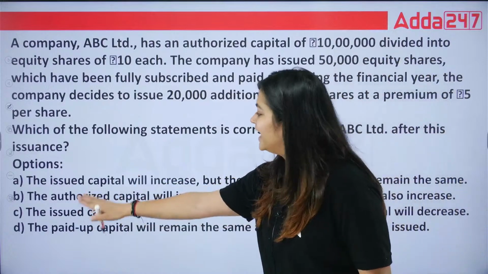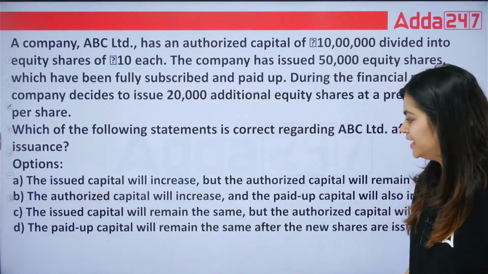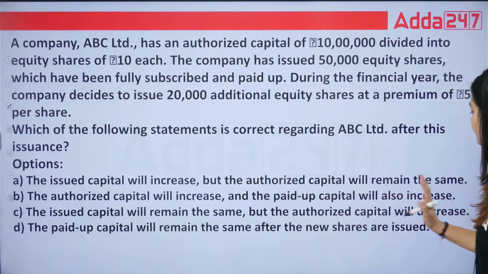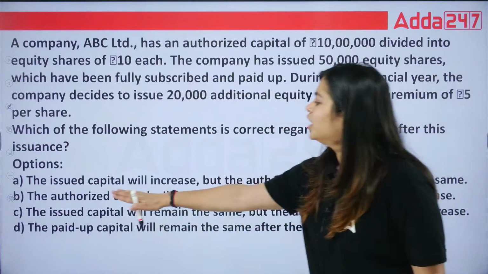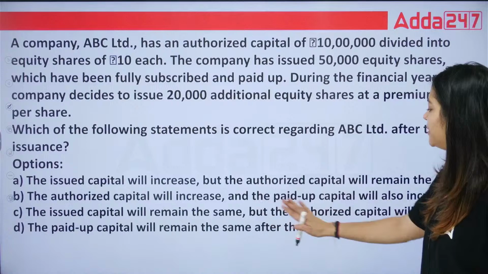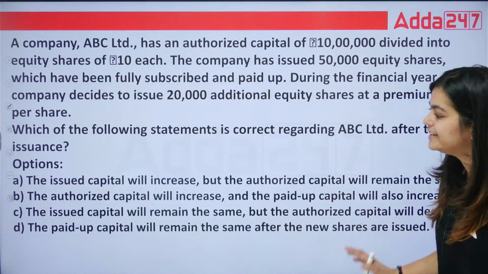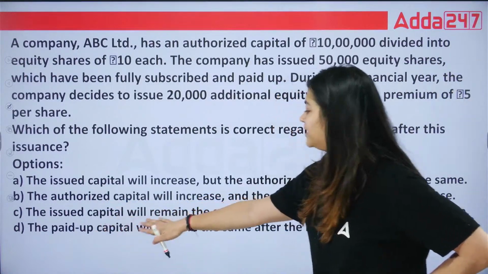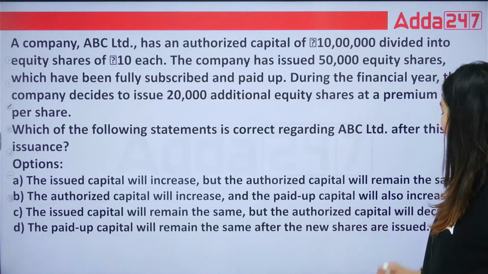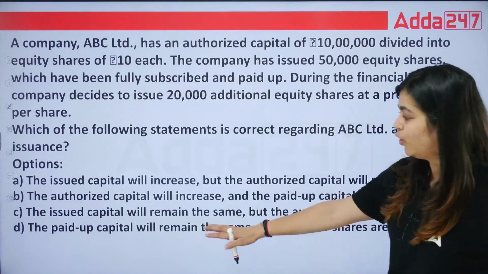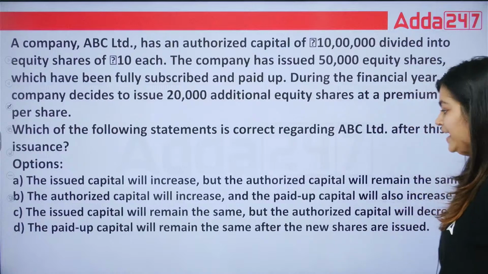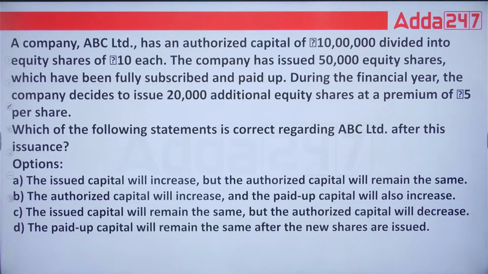Options are here. A. The issued capital will increase, but the authorized capital will remain the same. B. The authorized capital will increase and the paid up capital will also increase. C. The issued capital will remain the same, but the authorized capital will decrease. D. The paid up capital will remain the same after the new shares are issued.